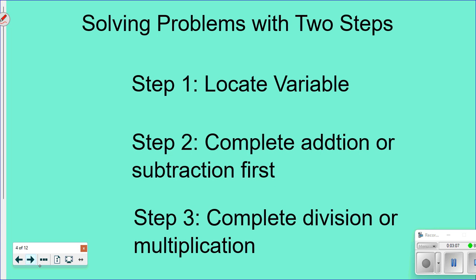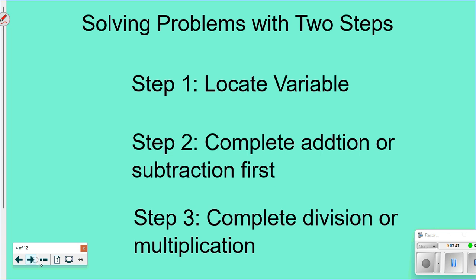So the first thing you're going to do is find your variable. Like what side is it on? What number is it with? Then step 2, you're going to complete the addition or subtraction first. So you're going to undo the addition or undo the subtraction first. And then the third step, you're going to either complete the division or the multiplication. So go ahead and get these written down in your notebook, and you can pause me, and you can start me back up again.